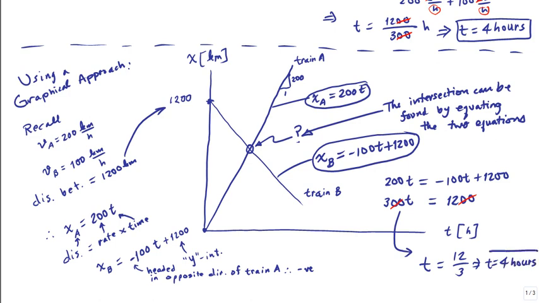And that's the time when the two trains are going to pass each other. It's going to take a total of 4 hours for that intersection to happen on those two parallel tracks.